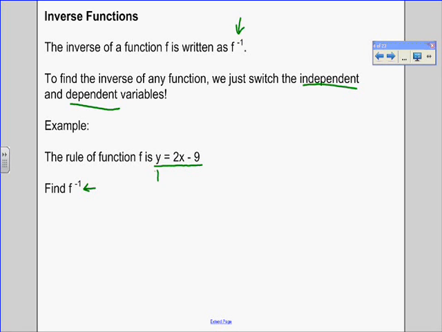So here I have y. That's going to be switched to x. Here I have x. It's going to be switched to y. And the way that's written right now is actually not our standard form. We want to be able to move things around so that y is on the left and everything else is on the right. So I'm going to do a little bit of rearranging here.